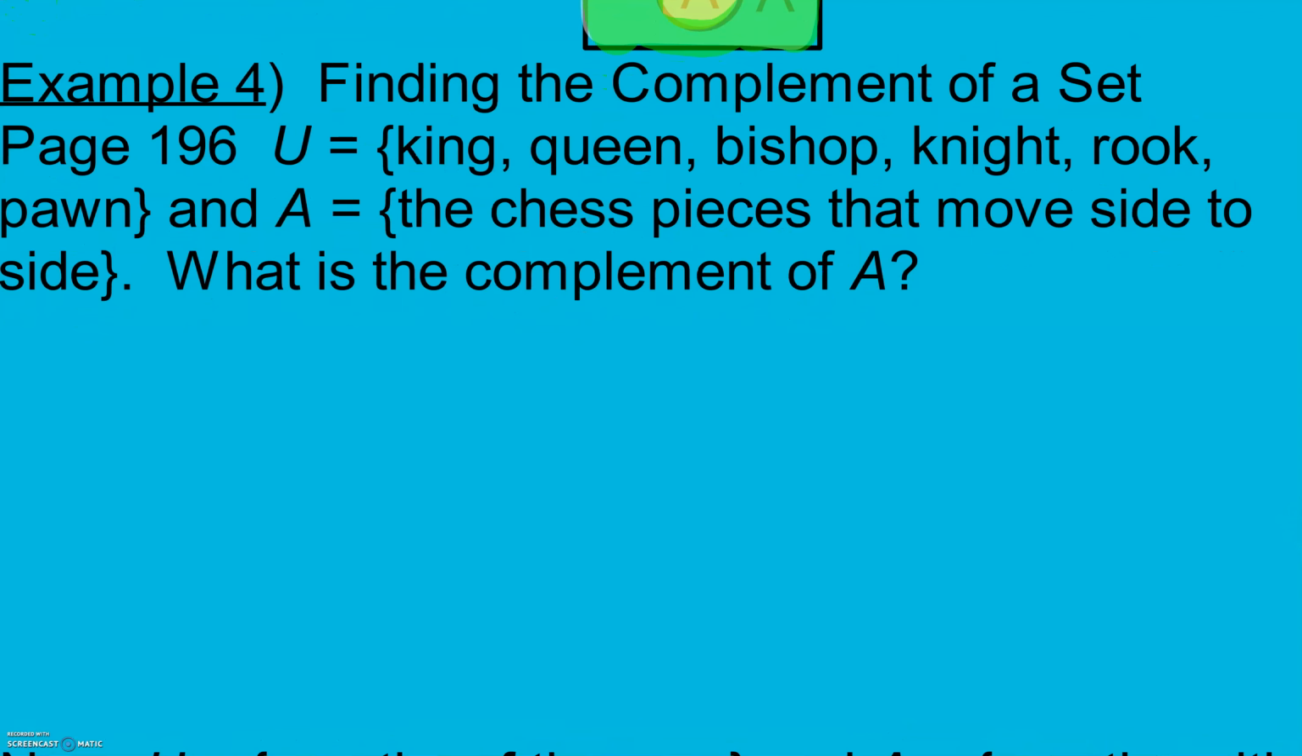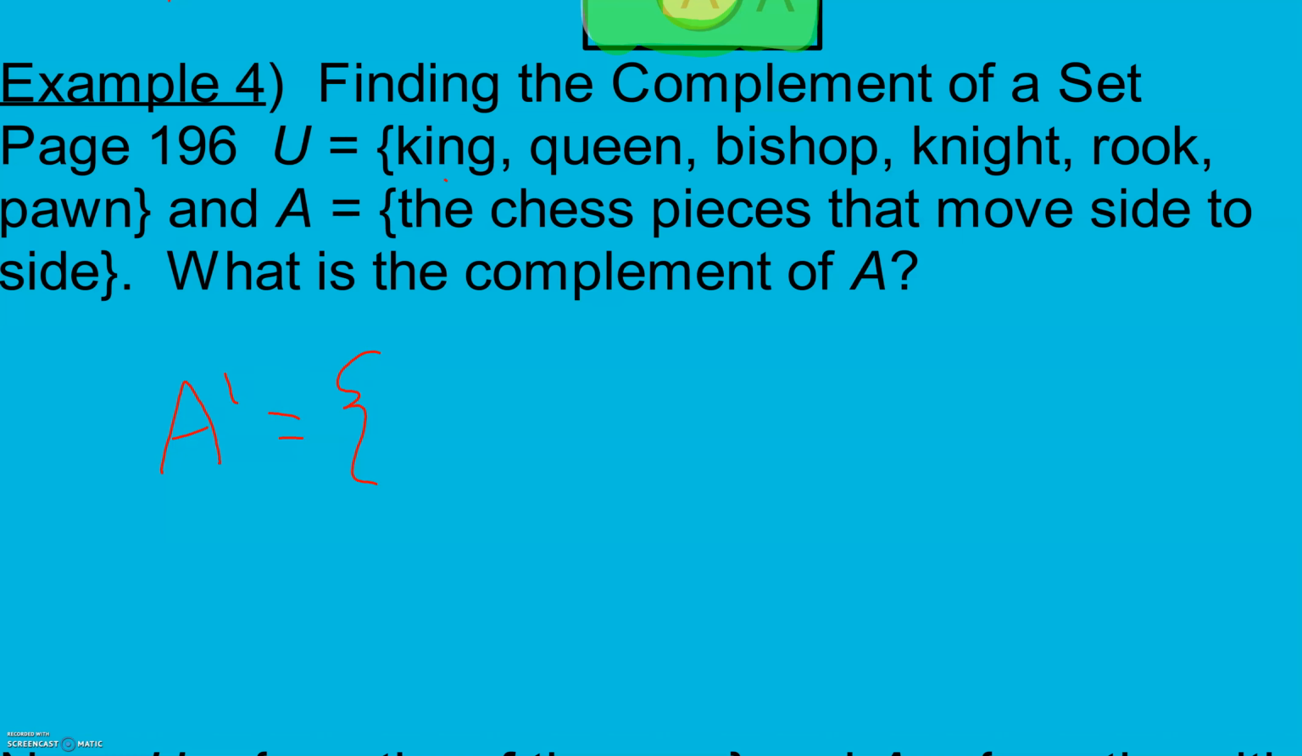So here in example 4, we're going to find the complement of a set. On page 196 here, they show us the pieces that are needed for a chess game. The pieces in our universal set, so all the pieces, are king, queen, bishop, knight, rook, and pawn. They also show us how the pieces move there. So our set A is going to be the chess pieces that move side to side. We want to know what is the complement of A. So we want A prime equals all the pieces then that don't move side to side.